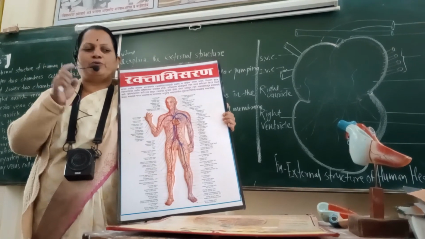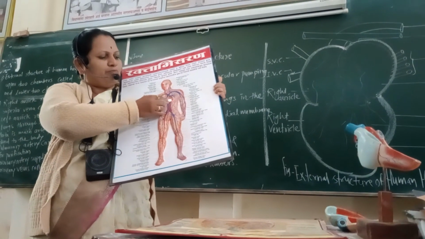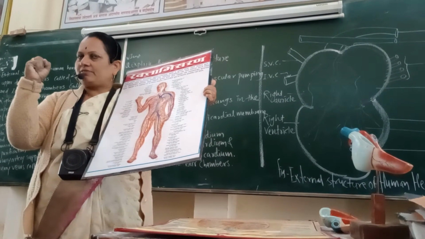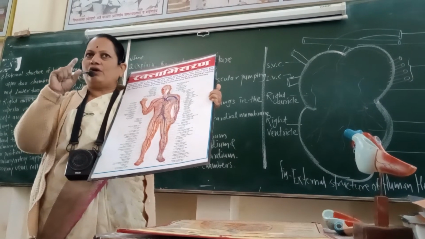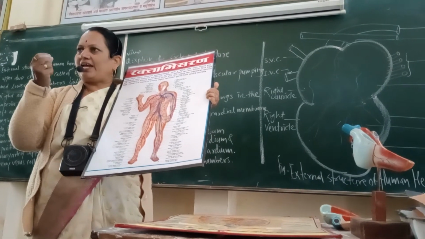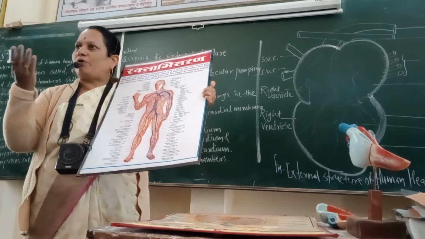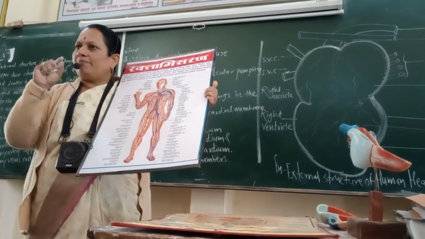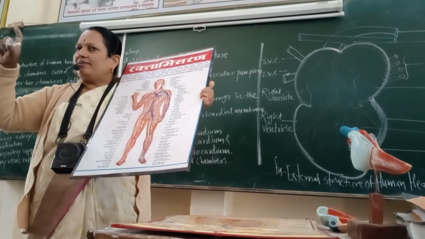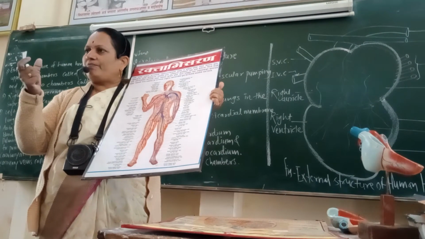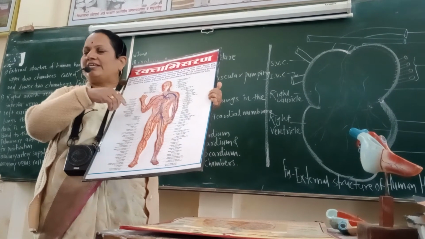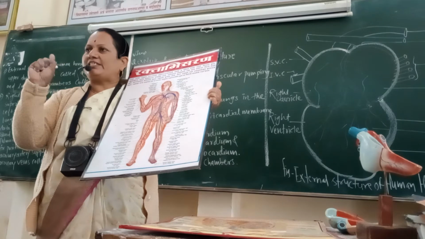This is the external structure of the human heart. The size of the human heart is like a closed fist. The human heart is a hollow muscular pumping organ which collects impure blood from the body and transfers pure blood to the body. It collects impure or deoxygenated blood and transfers it to the lung, and collects pure or oxygenated blood from the lung, and this pure blood is then supplied to the whole body, each and every cell.